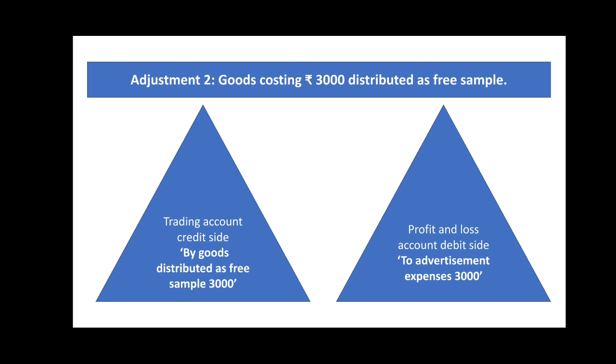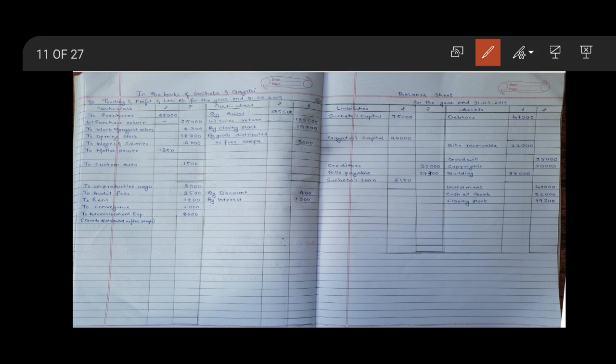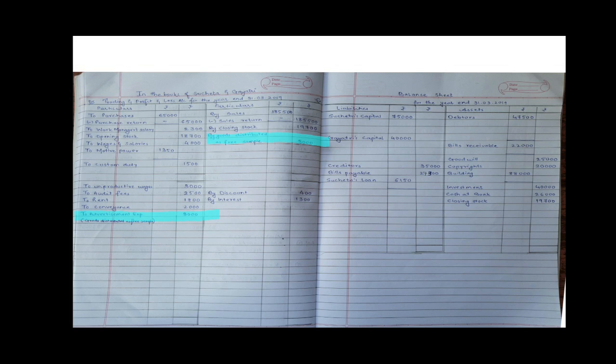We'll go for the second adjustment. Goods costing rupees 3,000 distributed as free samples. First effect, trading account credit side, writing by goods distributed as free samples 3,000. Second effect, profit and loss account debit side, to advertisement expenses 3,000. So here we have written by goods distributed as free samples on the trading account credit side and profit and loss account debit side to advertisement expenses in bracket goods distributed as free samples 3,000.